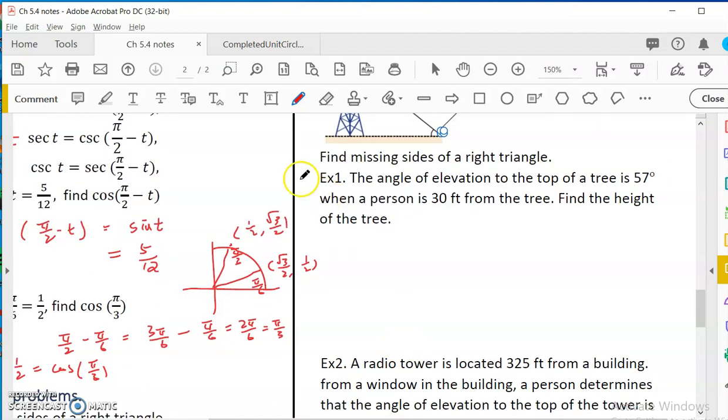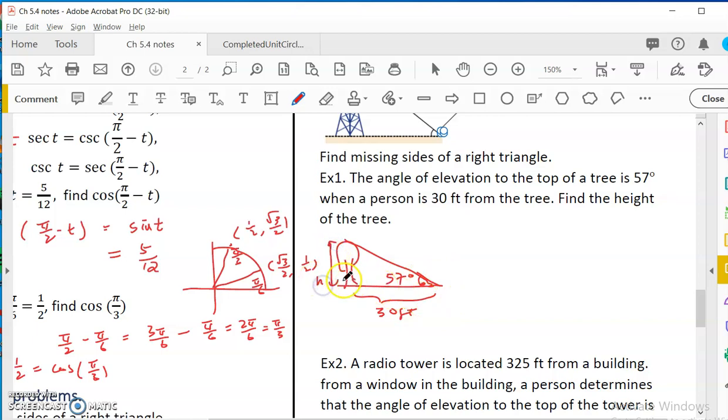So for example, the angle of elevation to the top of a tree. Draw a tree, so the top of a tree. Assuming someone observed the tree over here, right? So this is the eyesight, and this angle of elevation to the horizontal is 57 degrees when a person is 30 feet from the tree. Normally a person is not on the ground, but we just assume that the observation is from the ground. Find the height of the tree. Otherwise, you have to add the height of the person. Okay, so the height is here.